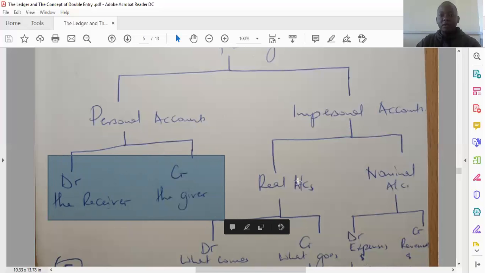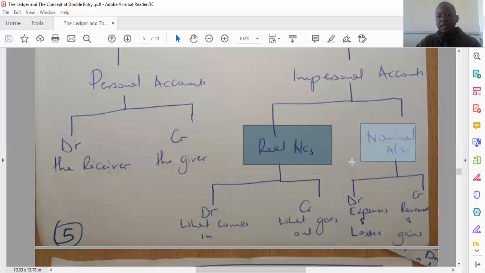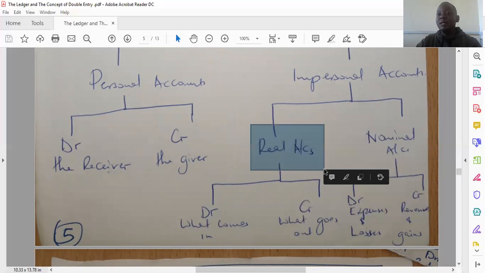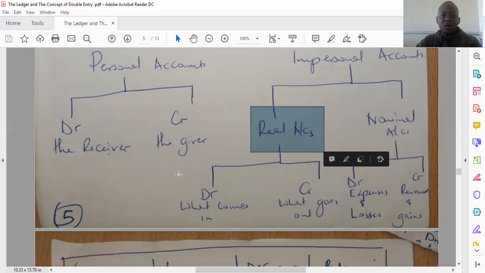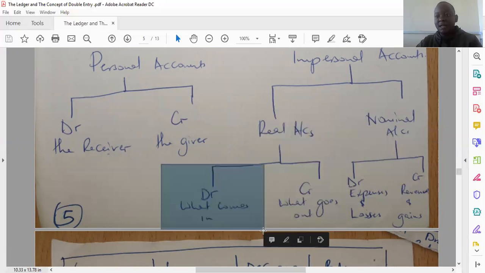And then, apart from personal accounts, we have the real accounts, you remember, and the nominal accounts. Real accounts relate to assets. For assets, we always debit what comes in, and we always credit what goes out. For instance, we've bought furniture. Furniture is an asset. The furniture we've bought has come into our business, so we debit the furniture account.